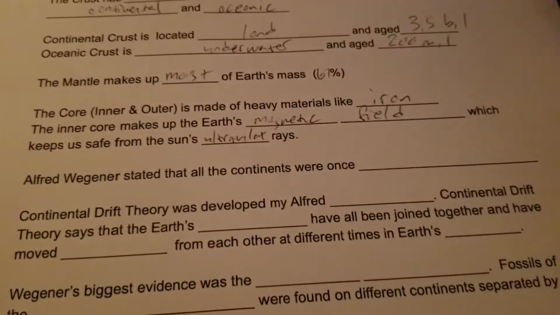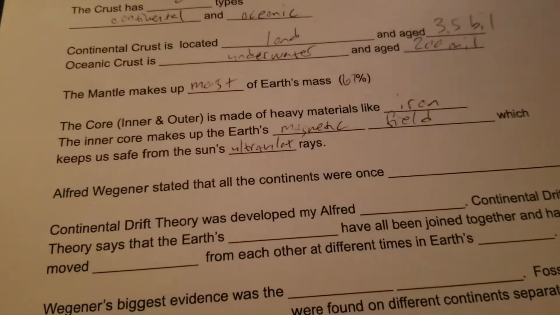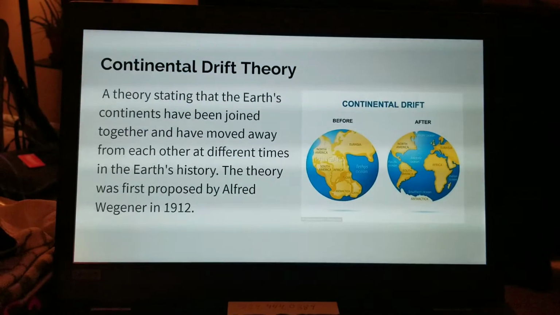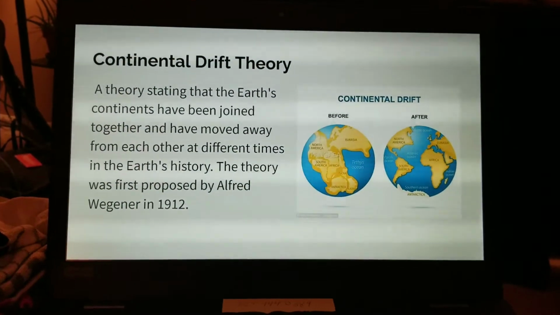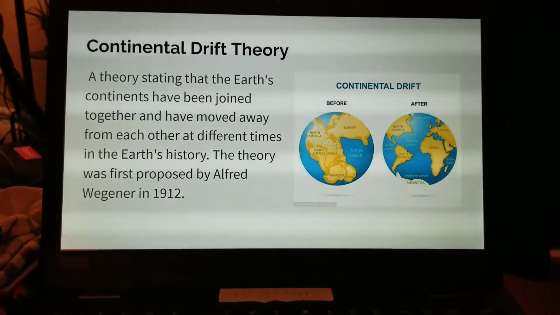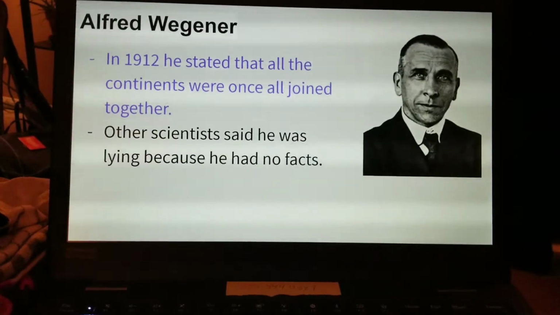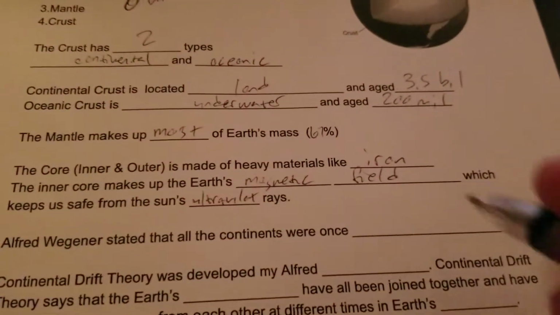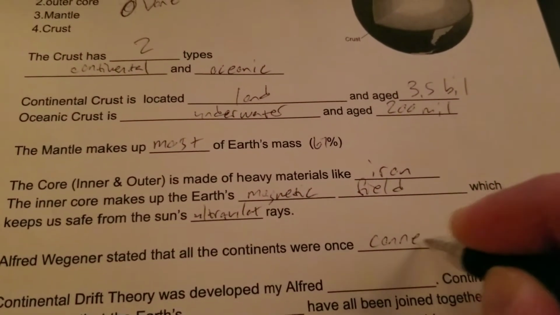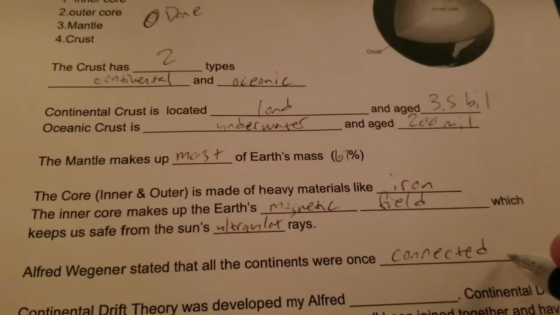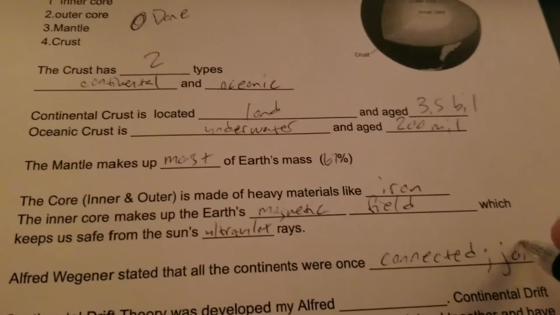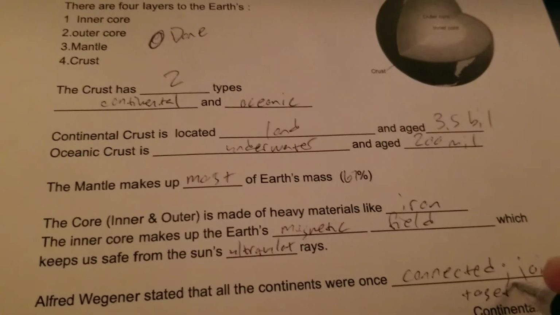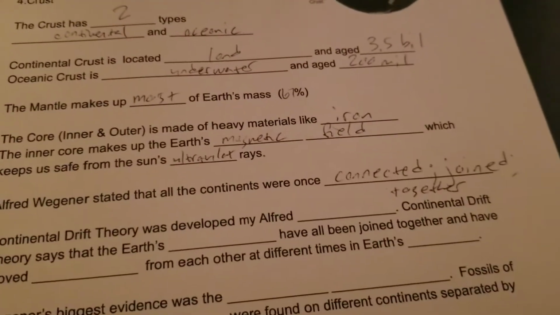Wegener said that all the continents were once, okay, skip that part, continental drift theory. Theory that says the Earth's continents have been joined together and may have moved away from each other, first proposed by Alfred Wegener. So his theory is that they were all connected, joined. Your choice of words. The continents were once connected or joined or together. Whatever your thought is on that.